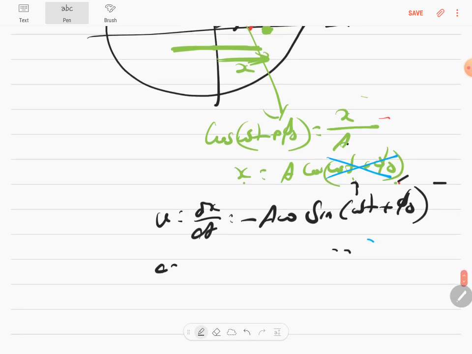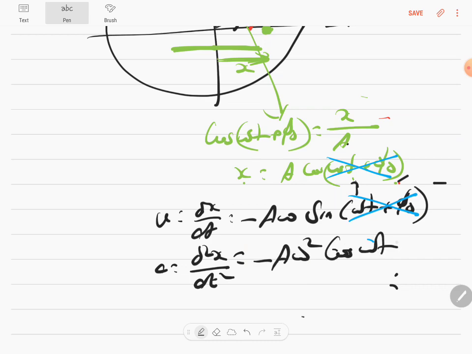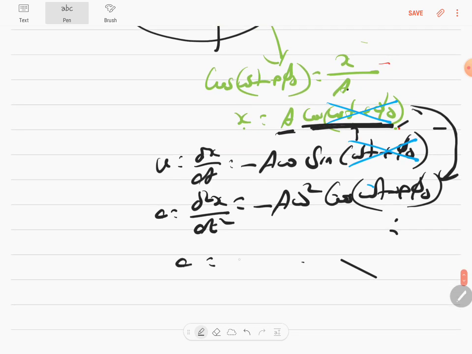Now if you want acceleration, you have to differentiate this again, which will be d square x by dt square, not dx by dt the whole square. That's not double differentiation. When you differentiate a sine, you get a cos, but you have to differentiate the inner part as well. So you'll get minus A omega square cos(omega t plus phi naught). From the earlier equation, A cos(omega t plus phi naught) can be written as x. So substituting that, you get minus omega square x. This is my equation 4.